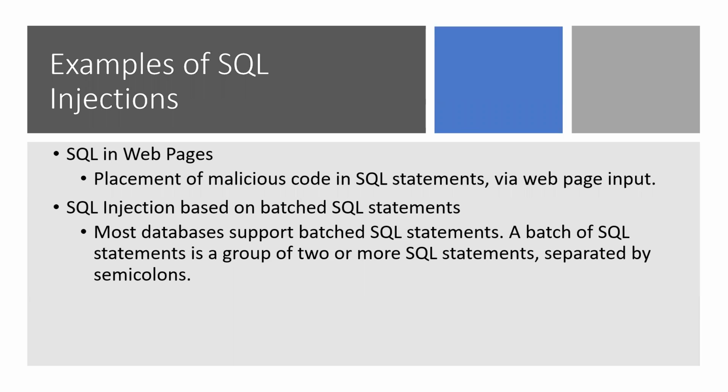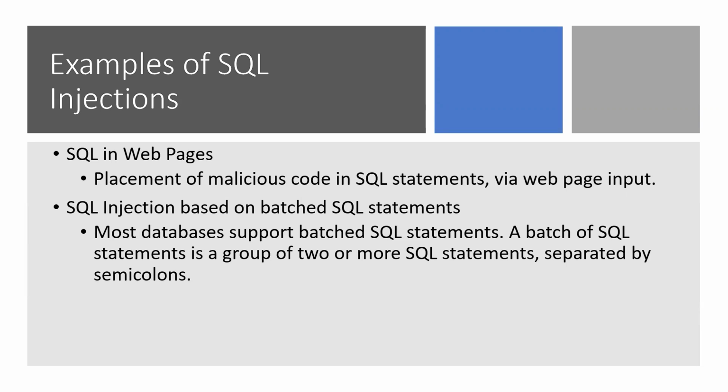So here are the examples of SQL injection. For SQL in web pages, it is usually a placement of malicious code in SQL statements, usually via web page input, right? It usually occurs when you ask a user for input, like their username or user ID. And instead of a username or ID, the user gives you an SQL statement that you will unknowingly run on your database. SQL injection based on batched SQL statements.